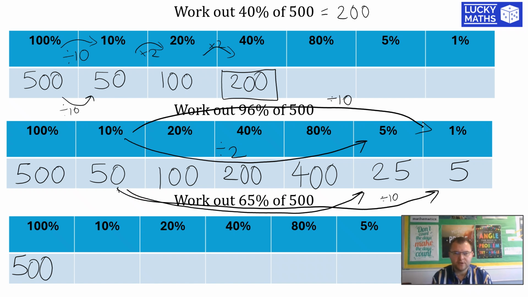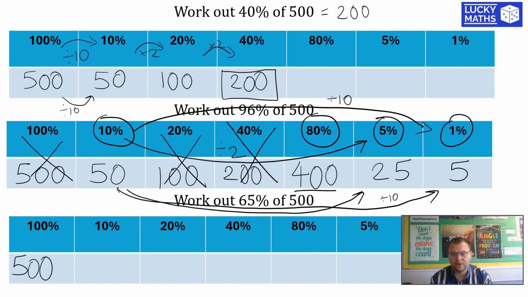Now there's a lot of information in front of us, but I'll go back to the methods I was using before. How do we get 96%? Well, 80% and 10% would be 90%. Add 5%, add 1%. So again, if we just cross off numbers that I don't need to use right now, 400 plus 50, 450 plus 25 is 475, plus 5 means that 96% is equal to 480.